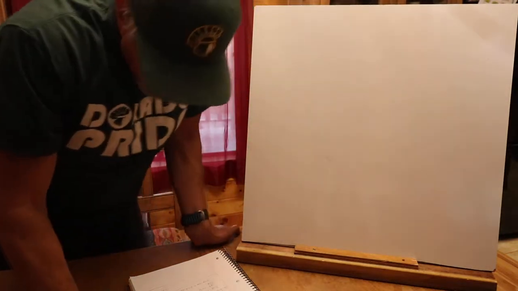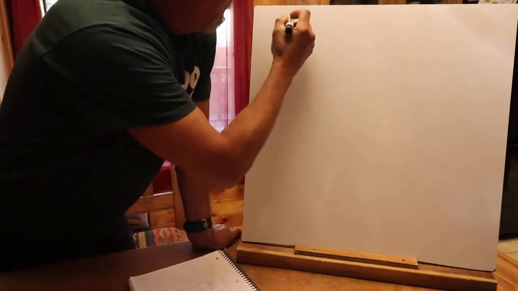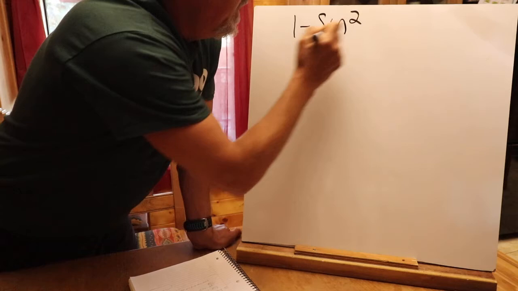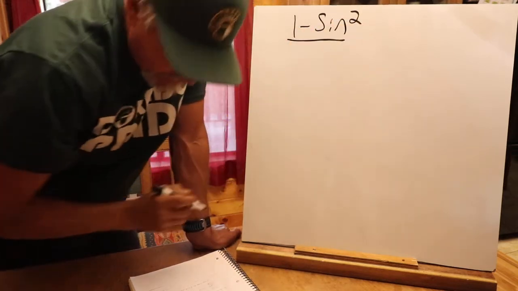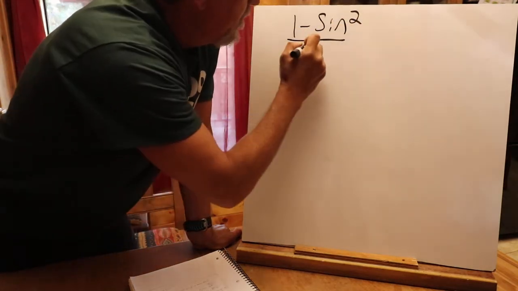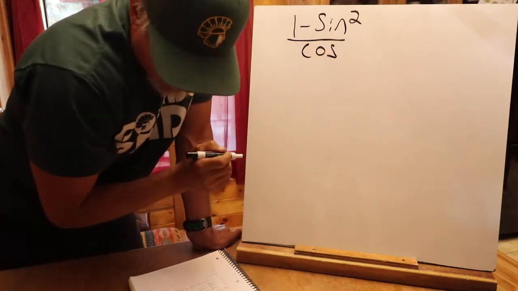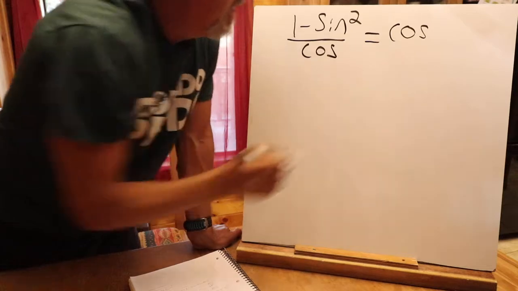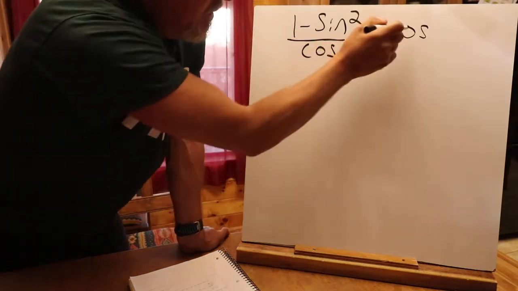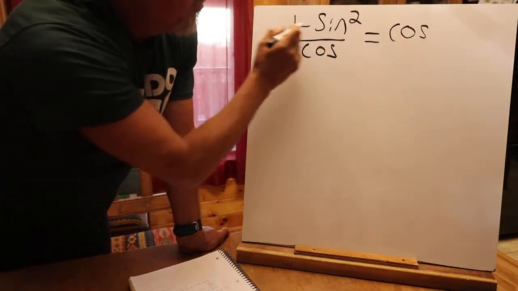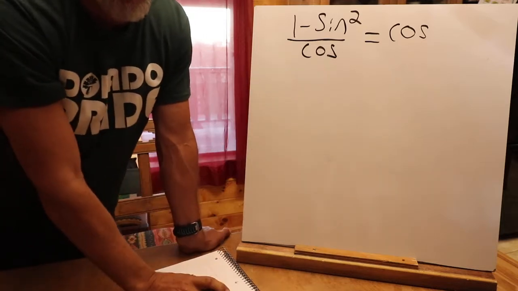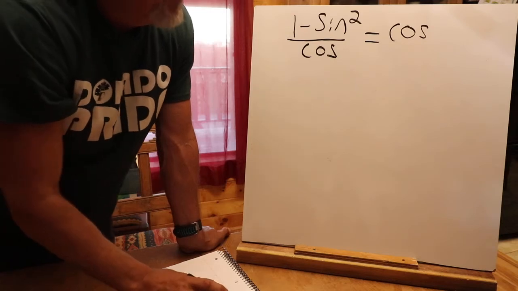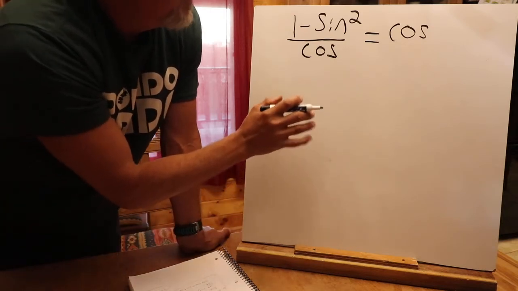So the next example, we have 1 minus sine squared over cosine equals cosine. Now I'm not even going to put the theta in there, but you know there's a theta right there. Our objective is to make this side look like that side. Now I could factor 1 minus sine squared and make it 1 minus sine times 1 plus sine, but I also could do this. And this is something we've done on the other examples.